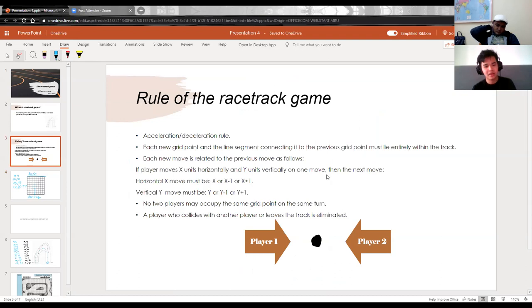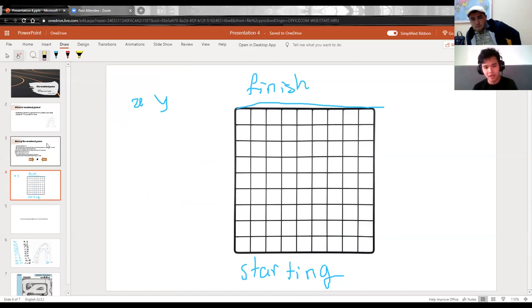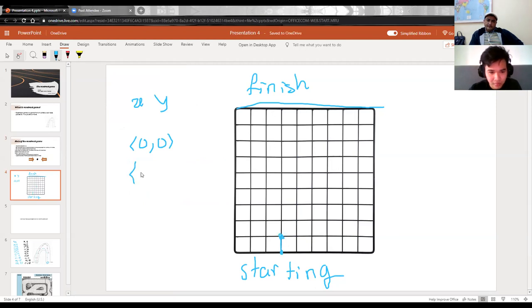So right now, let's start over again and try to reach the finish line as fast as possible. In this example, we don't have any competitors, so it's just one player alone trying to reach the finish line. We start from here with our vector presented as 0, 0, and then we move forward by one, so x equals 0, y equals 1. We want to reach the finish line as fast as possible, so we're just going to keep increasing by 1.